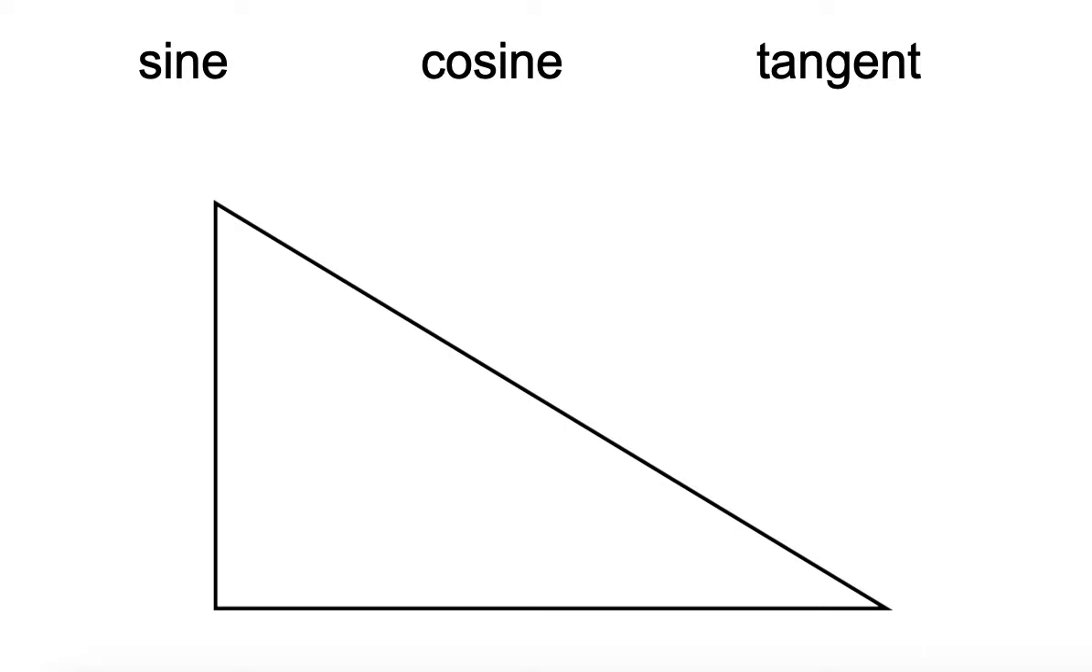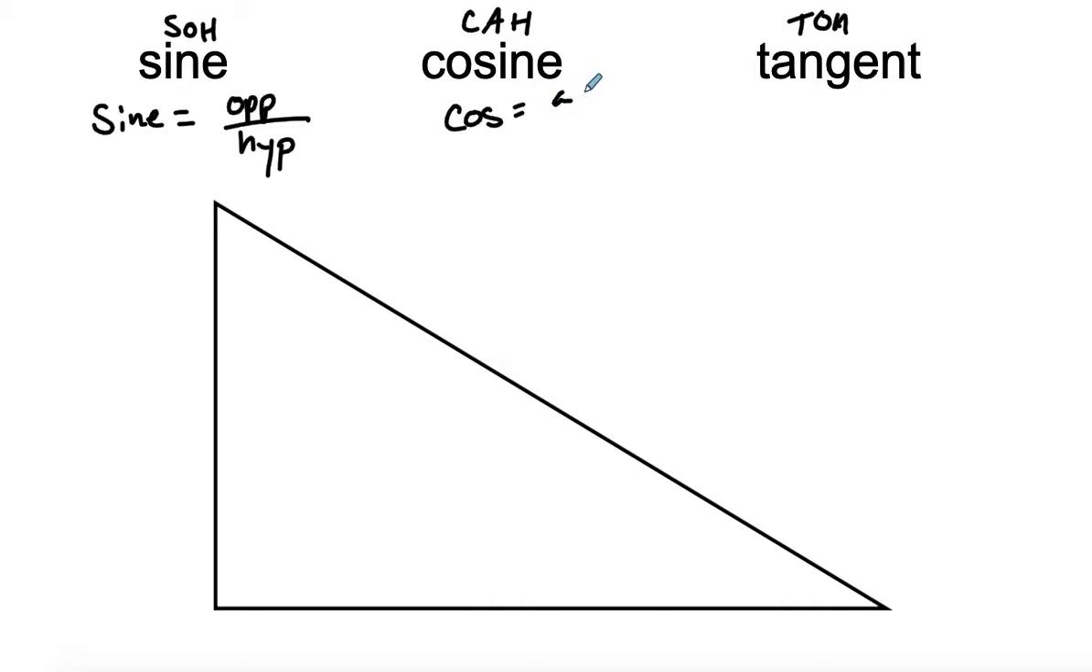As a quick reminder, what you were probably taught back in the day when you first learned about sine, cosine, and tangent was the idea of SOHCAHTOA. That was just a mnemonic device to help you remember what went together. So sine is a ratio of opposite over hypotenuse. Cosine is a ratio of adjacent over hypotenuse. And tangent is a ratio of opposite over adjacent.